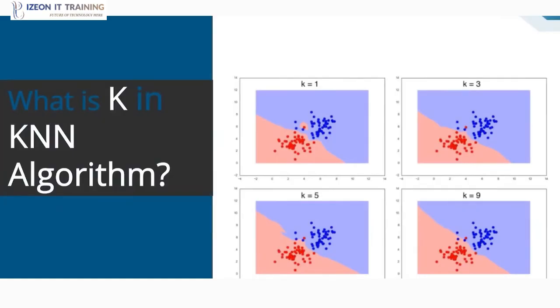Well, this K denotes the number of nearest neighbors which are voting on the class of the new data or the testing data. For example, if K equals 1, then the testing data is given the same label as the closest example in the training set. Similarly, if K equals 3, the labels of the three closest classes are checked and the most common label is assigned to the testing data. So this is what K in the KNN algorithm means.